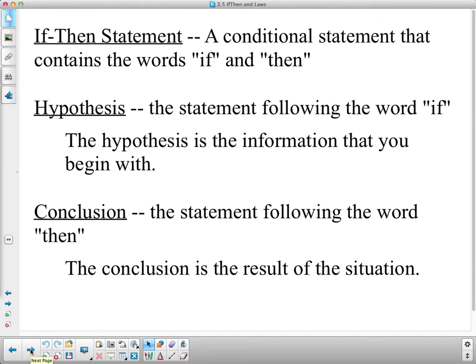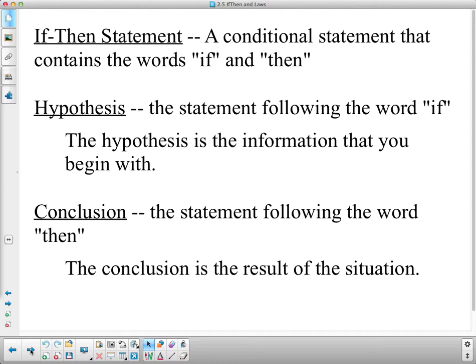All right, here's some terms. We're going to work with what's called an if-then statement today. An if-then statement is simply called a conditional statement that contains the words if and then. The hypothesis is the if part. The hypothesis is the statement that follows the word if. It's the information that you begin with, or the situation that you begin with.